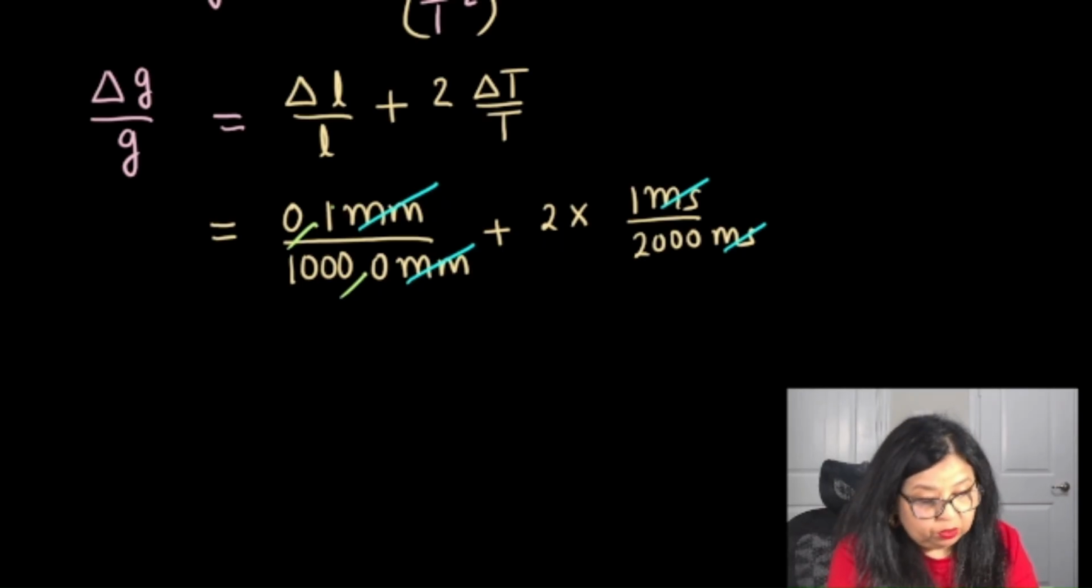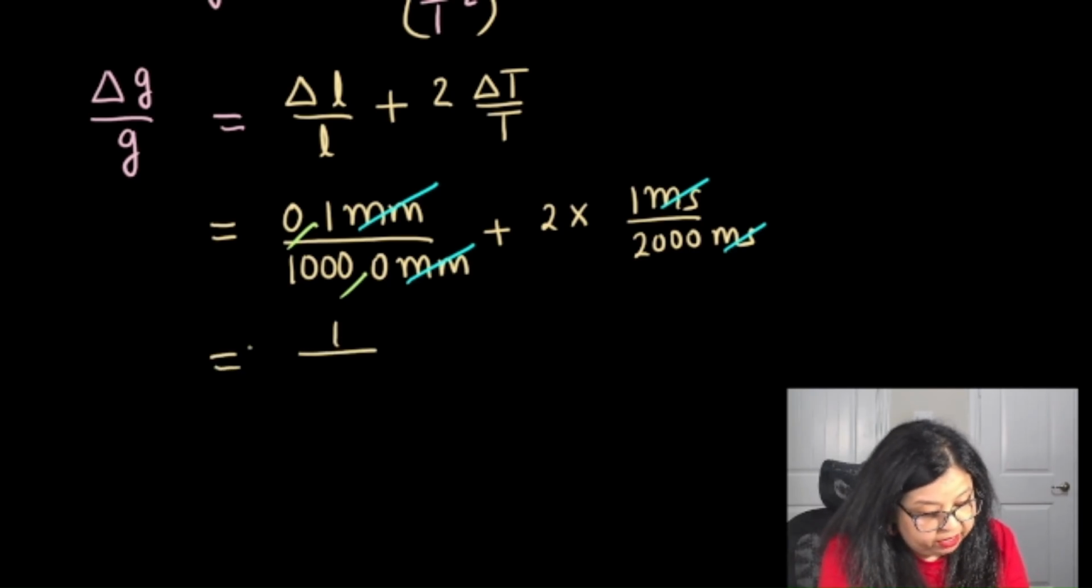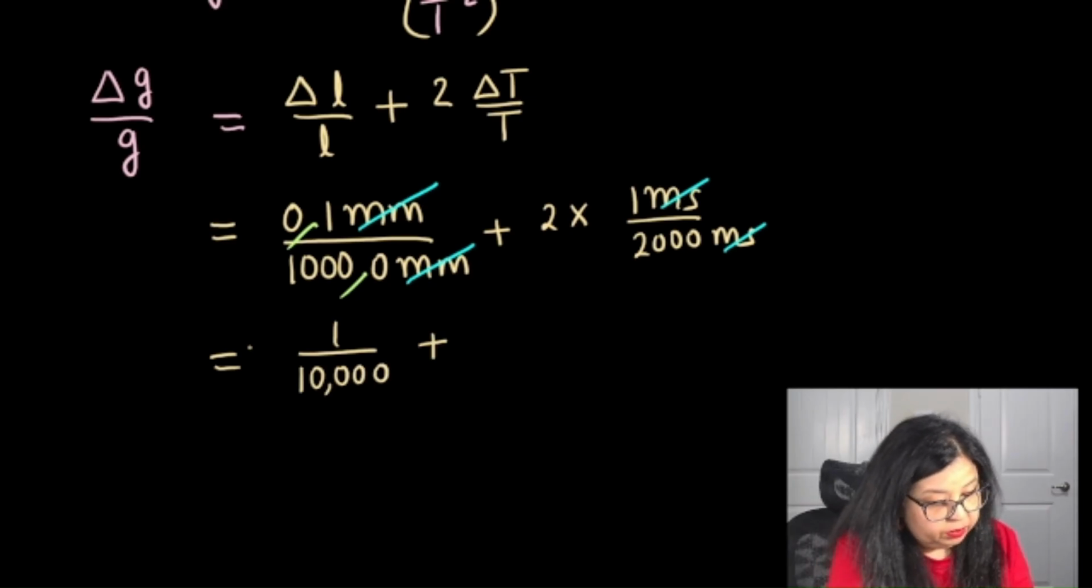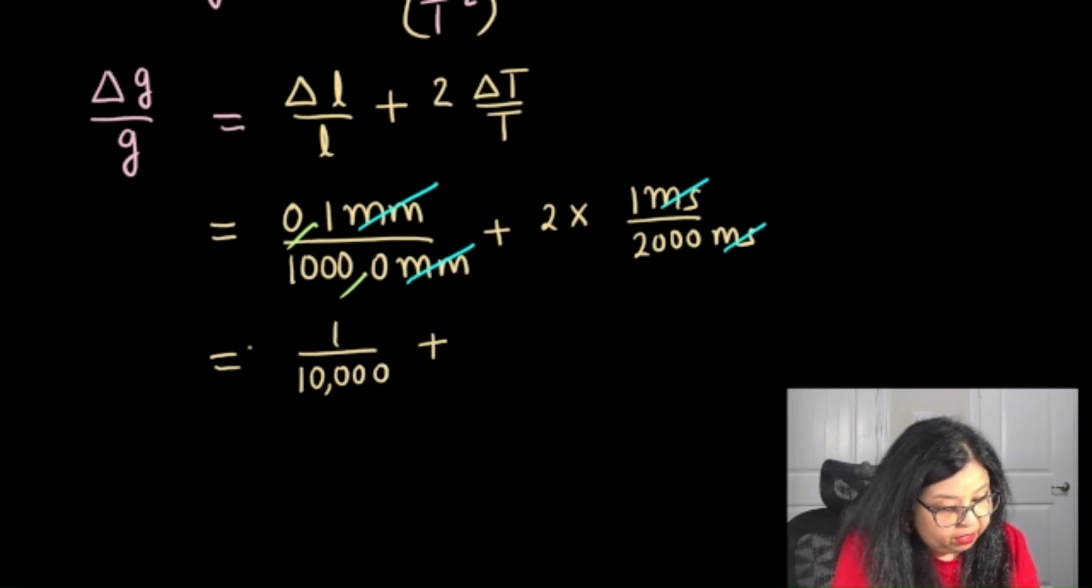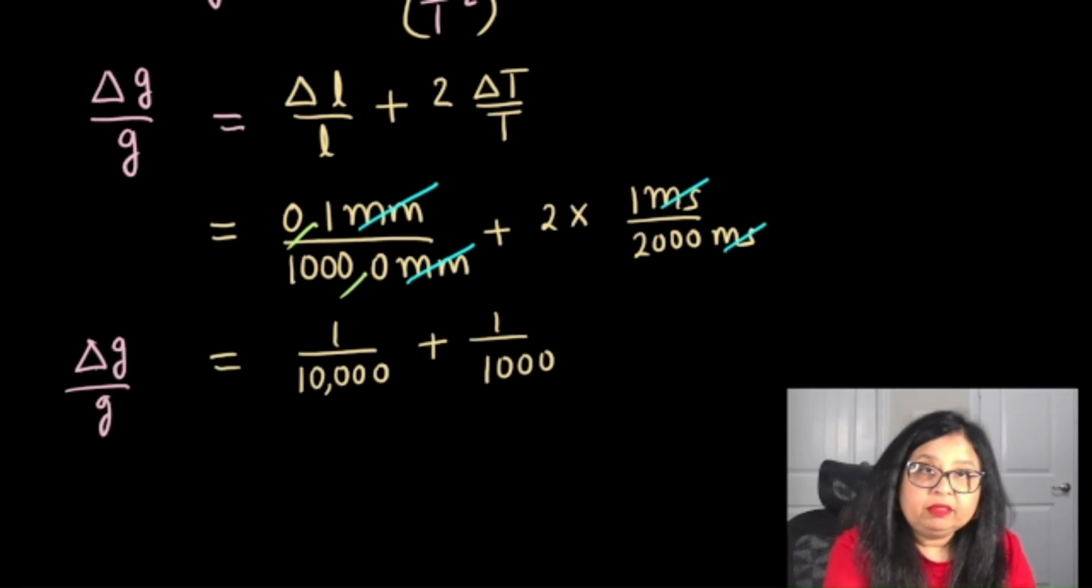Next, we can get rid of the decimal by multiplying and dividing the first term by 10. And when we do so, what do we get? We get 1 divided by 10,000 plus the second term becomes 1 divided by 1000. And what is this equal to? This is equal to delta G over G on the left-hand side.